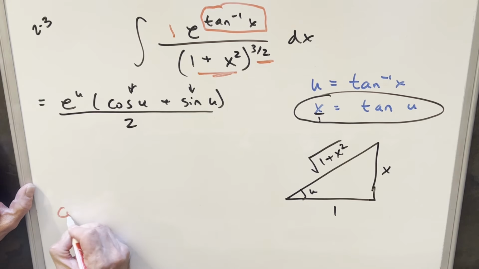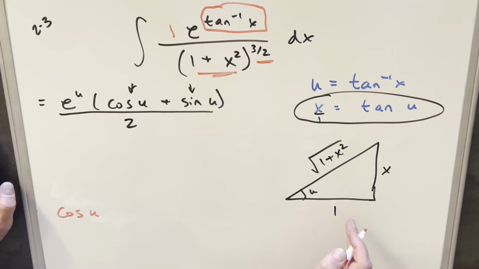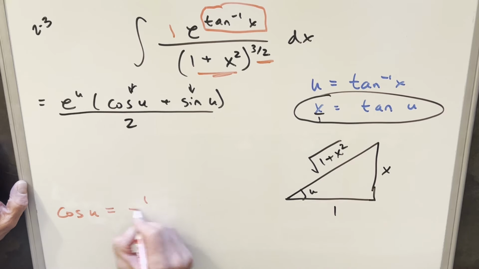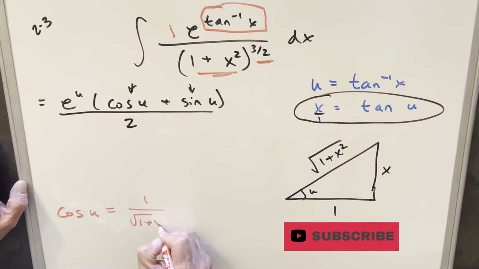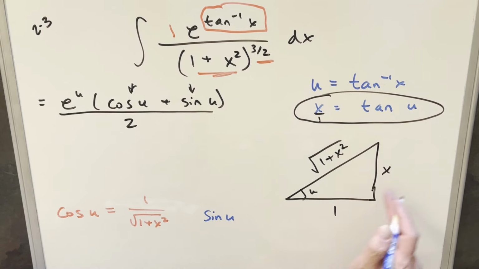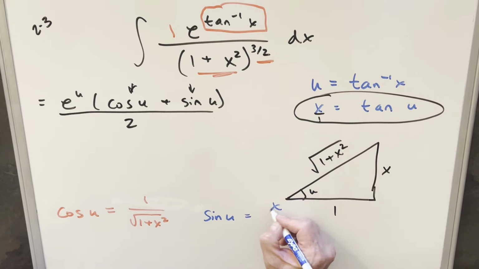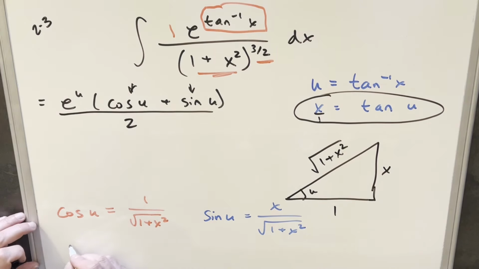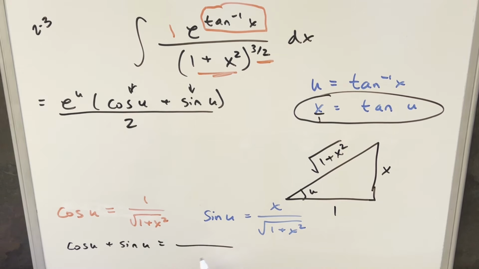Then let's get a value for cosine of u. That's going to be adjacent over hypotenuse, so it's going to be 1 over square root 1 plus x squared. And then let's also get a value for sine of u, opposite over hypotenuse, that's just going to be x over square root 1 plus x squared. But I think what I'll do is let's put it together, because what we really need is cosine of u plus sine u. We have a common denominator here, right? So we can put it all over square root 1 plus x squared. And then the numerator is just going to be 1 plus x.